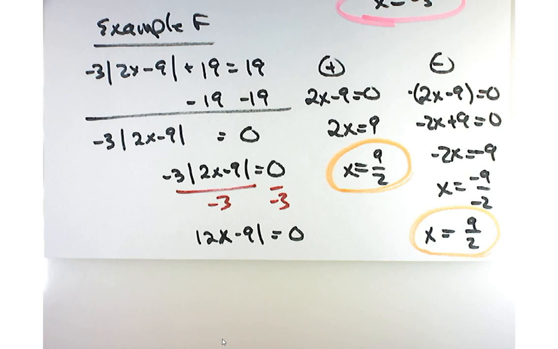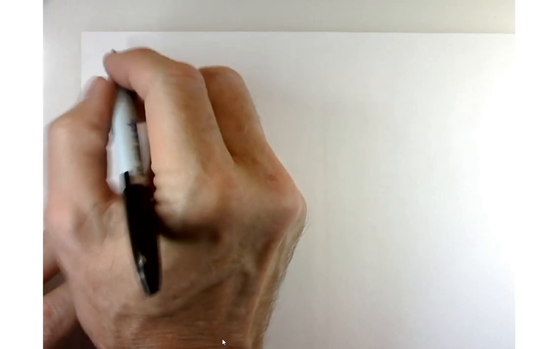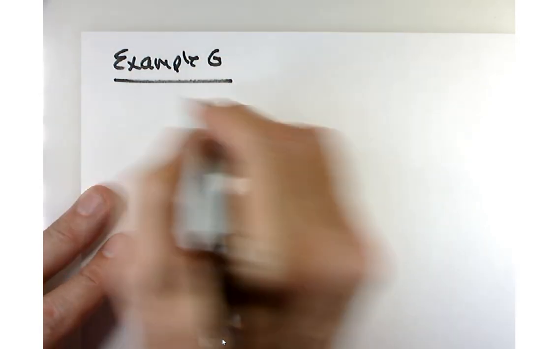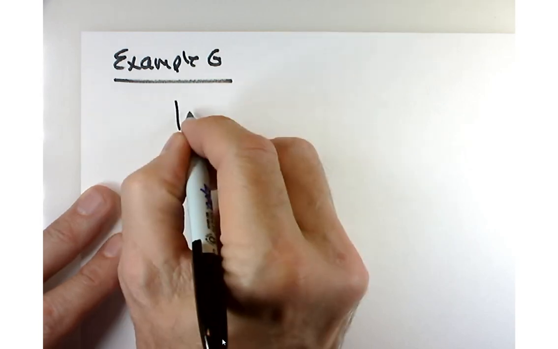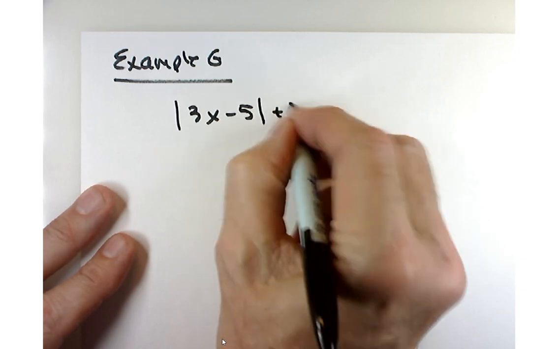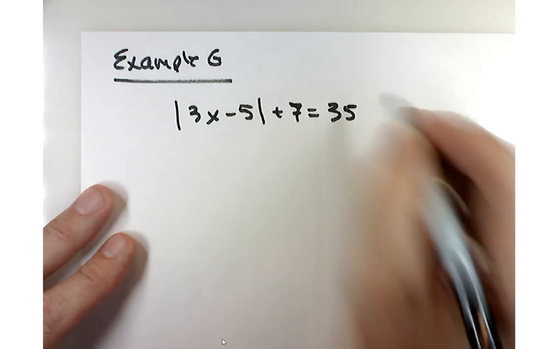All right. Should we do one more? All right. One more. Example G. The absolute value of 3x minus 5 plus 7 equals 35.